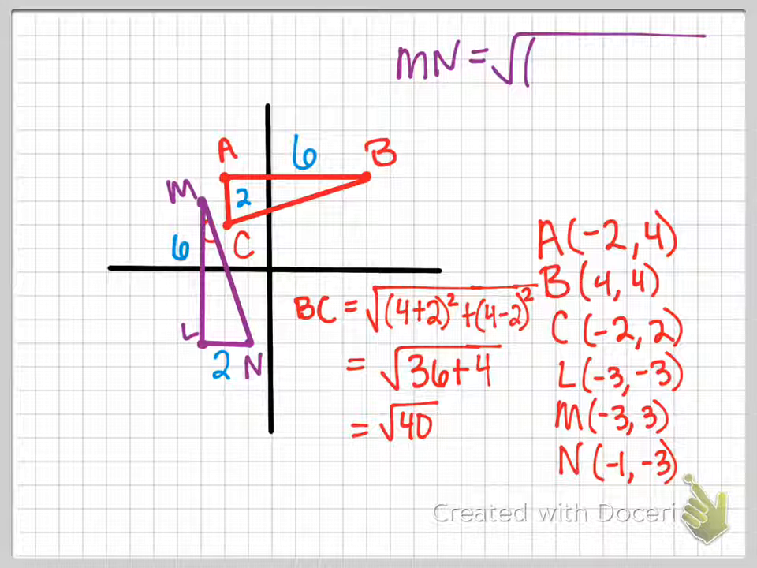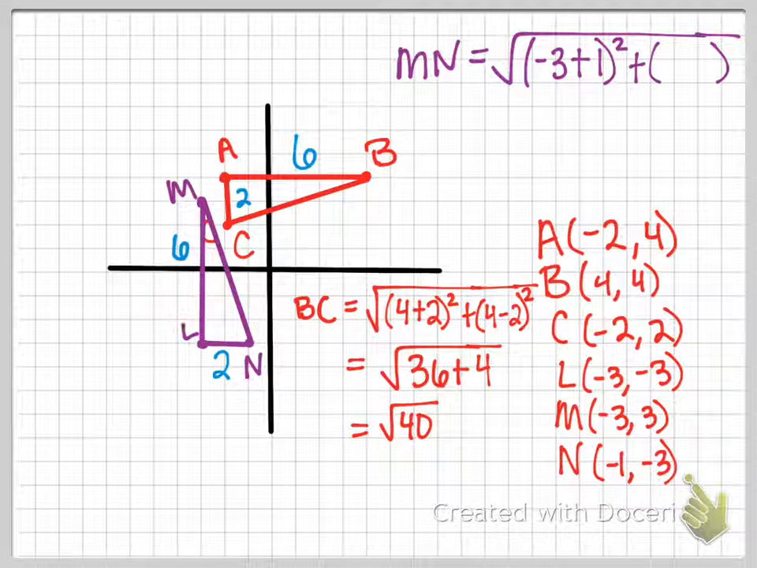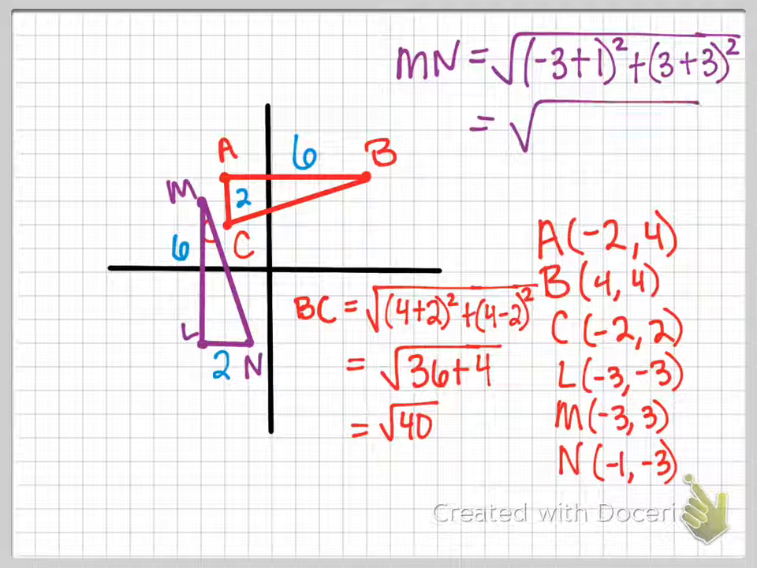First x coordinate, -3 minus, subtracting a negative means I'm really adding. First y coordinate, minus, so we're really adding, adding 3. -3 plus 1 is -2, square it. 3 plus 3, square it. Add them together.